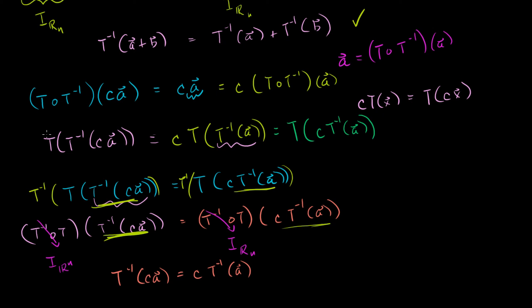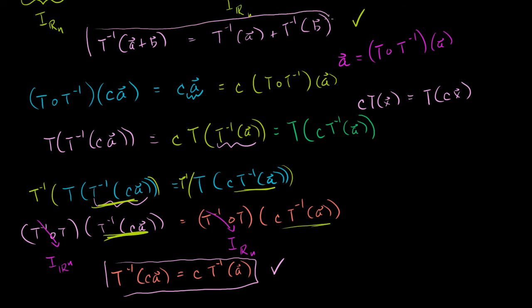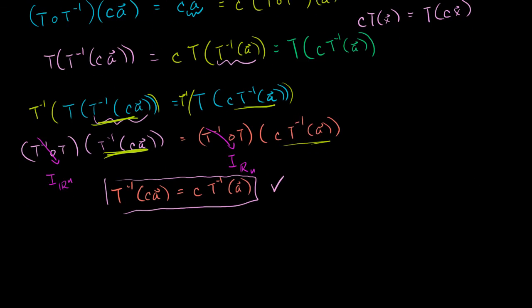And just like that, we've met our second condition for being a linear transformation. The first condition was met up here. And in both cases we used the fact that T was a linear transformation to get to the result for T inverse. So now we know that if T is a linear transformation, and T is invertible, then T inverse is also a linear transformation.